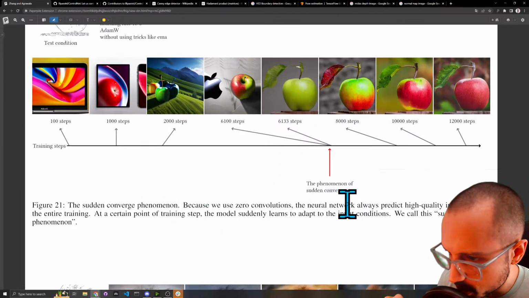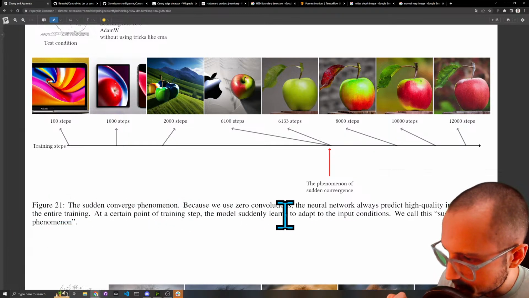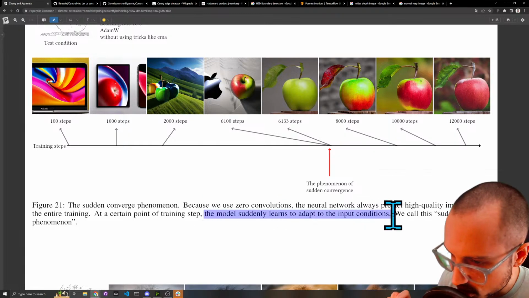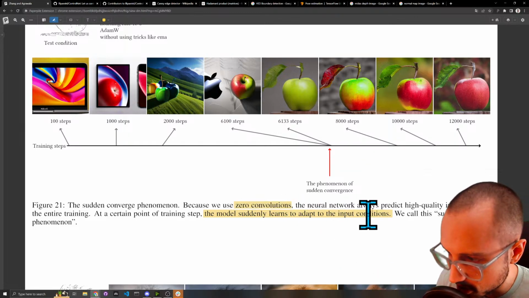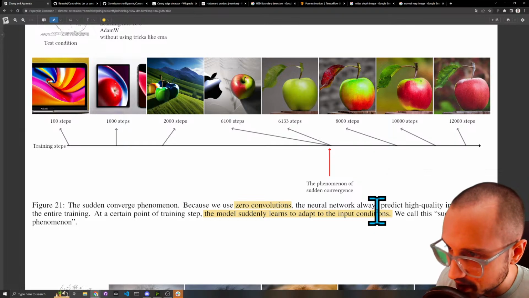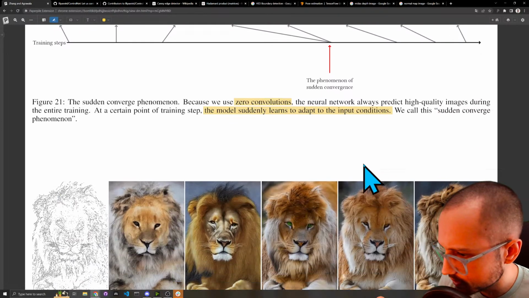Because we use zero convolutions, the neural network always predicts high quality images. At a certain point of the training step, the model suddenly learns to adapt to the input conditions. I would say at a certain point in the training step, the zero convolutions have sufficiently grown in magnitude that they begin to irreversibly impact the diffusion model's outputs.